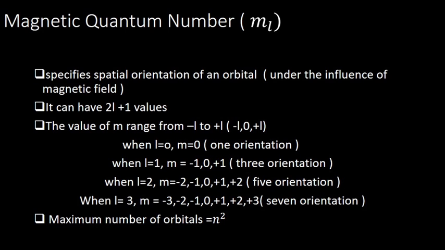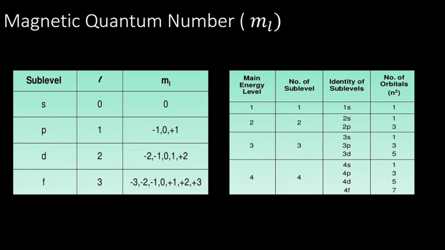Okay, you just forget that. Just remember this: how the orientation is directed is what we call the magnetic quantum number. Its number of values is 2l plus 1. And what values come means -l to +l through 0. Okay, so that is how it is written here.